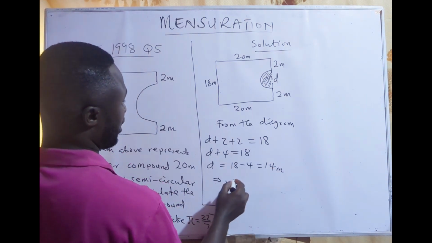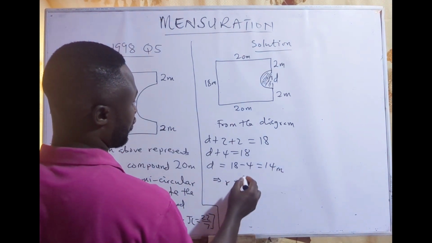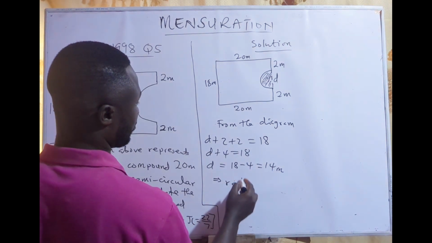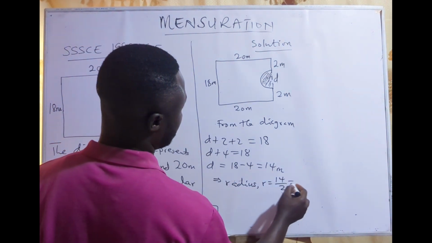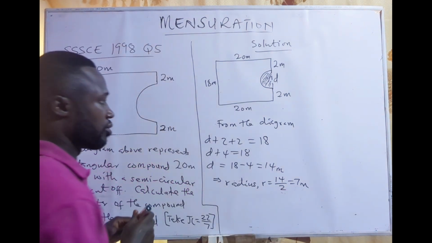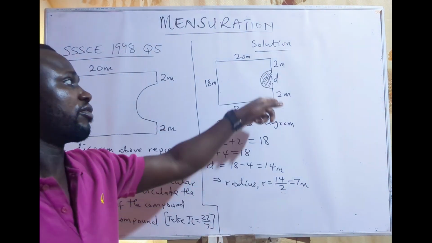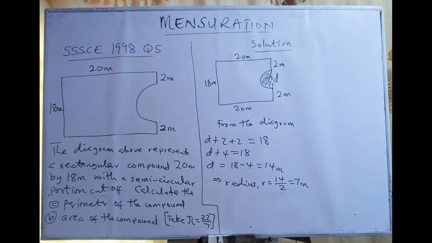Therefore, my radius will be what? The radius r is going to be 14 on 2, and that will give me 7. Okay, so my radius is 7. It is half of what? The diameter. So I've gotten my radius.